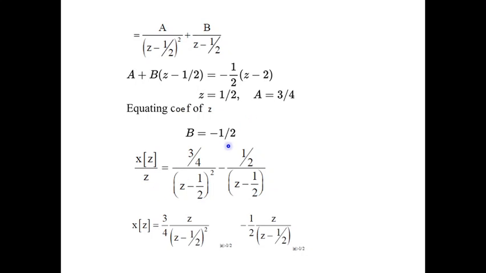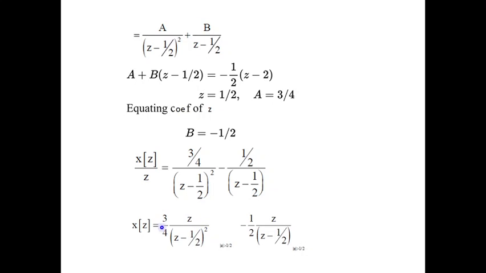So take z to the other side. X of z equal to 3 by 4 z by z minus 1 by 2 the whole squared, and minus 1 by 2 z by z minus 1 by 2. So since in the given problem modulus of z is greater than 1 by 2, the individual ROCs are also greater. So modulus of z greater than 1 by 2 and modulus of z greater than 1 by 2.